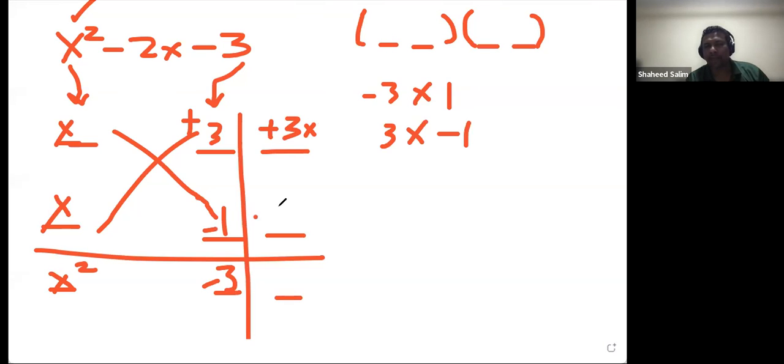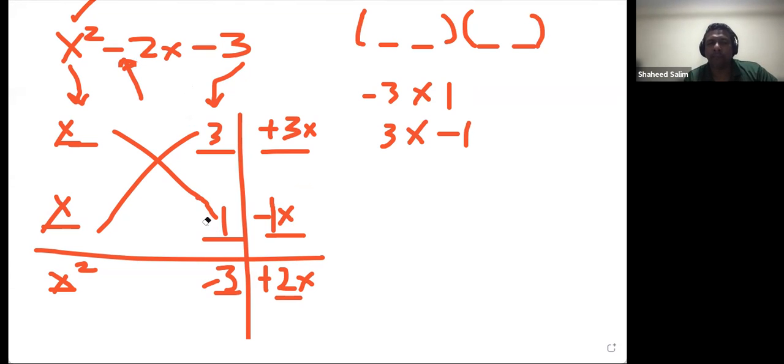X times negative 1 is negative x, or negative 1x. I just put 1x in case those become blurry. So now 3x minus 1x is 2x, positive. Now let us look, is this positive? Negative. So how? We got to change this now.